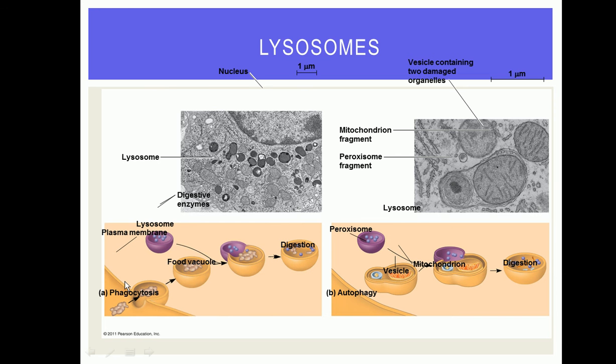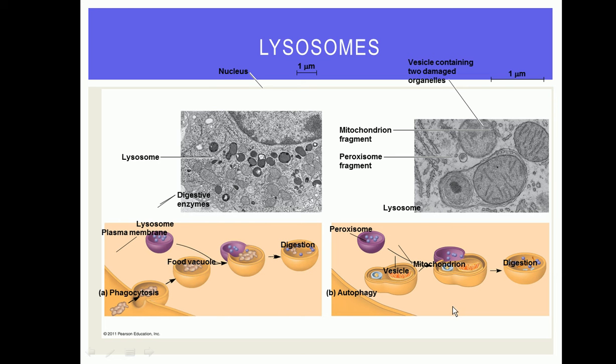So here you can see some bug coming inside your cell. It will be taken up by your cell by the process called phagocytosis, and it is going to form this kind of vacuole, and it is going to fuse with the lysosome. This purple thing is a lysosome. So this food vacuole is going to fuse with the lysosome, and the enzymes in the lysosome are going to digest it.